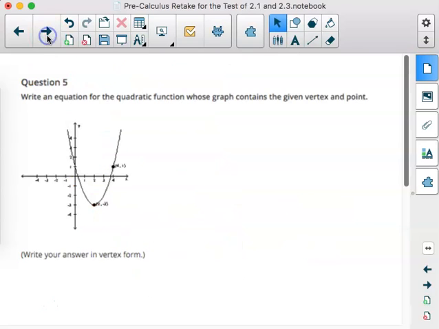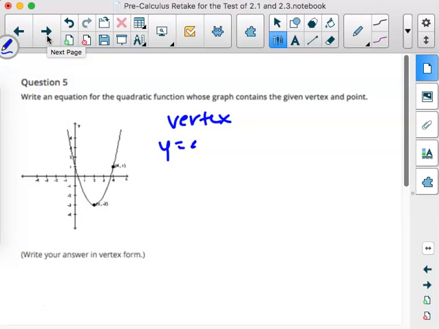All right, that one would have taken you a little bit of time there. Well, it says 5, so we'll go with 5. Write an equation for the quadratic function whose graph contains the given vertex and point. Now, they gave me the vertex, and that's a huge hint because that tells me I should be using my vertex form. And I see my vertex down there at 2, negative 3. A little hard to see with those small numbers in there. So that's my h and k.